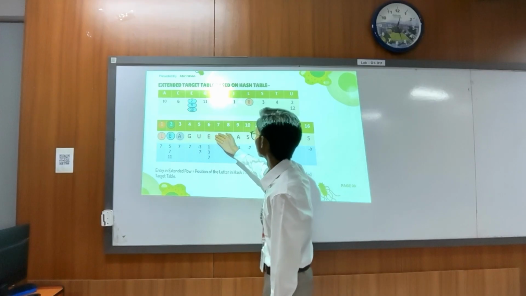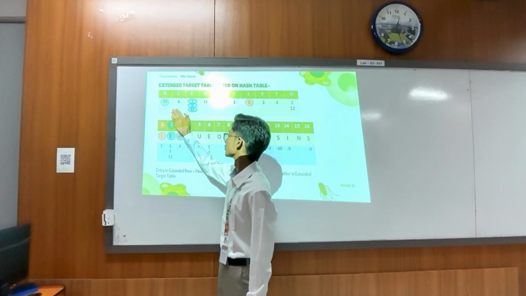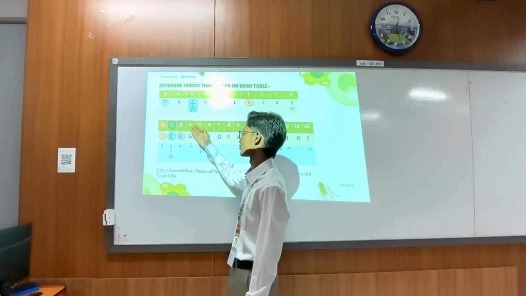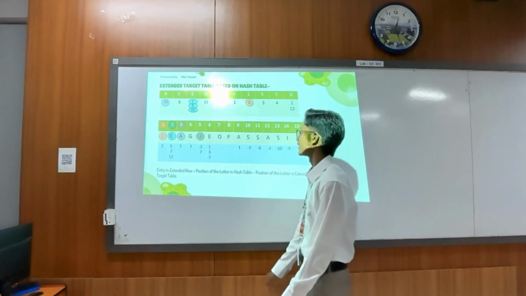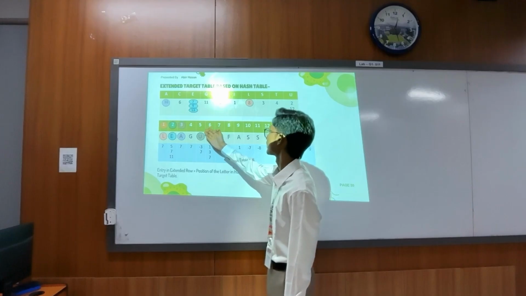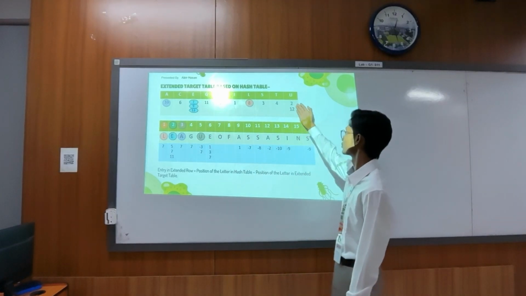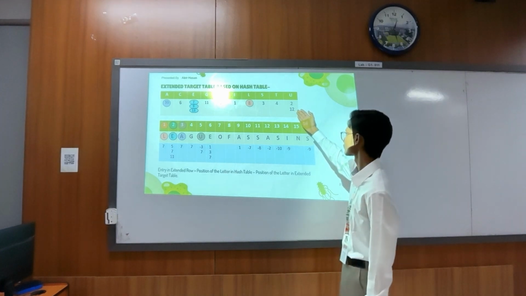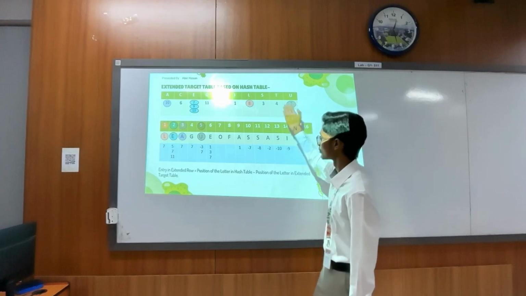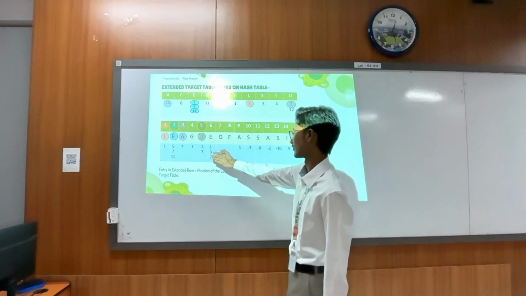So then we will take A. The letter A is at the first position of the hash table. So we will take 10 and subtract 3 from 10. So we will get 7. And then we will take U. U is at the fifth position in the target table, and in the hash table it is at two positions, 2 and 12. So we will subtract 5: 2 minus 5 is equal to minus 3, and 12 minus 5 is 7.